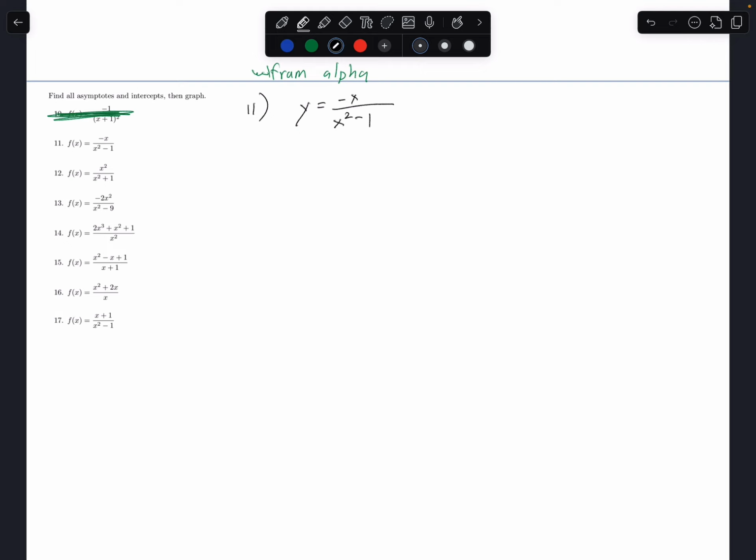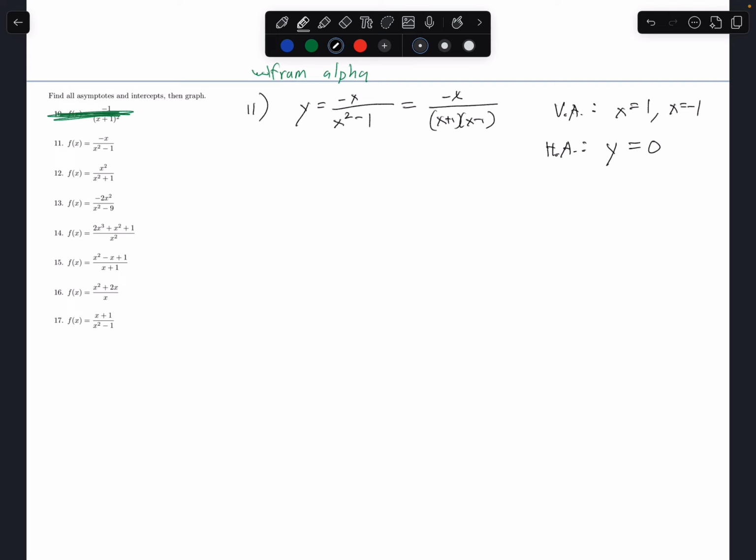Okay, and we're going to start by finding asymptotes. So this guy, we're going to factor out, right? That's -x over x squared minus 1, which is (x plus 1)(x minus 1). Okay, great. So I've got vertical asymptotes at x equal to 1 and x equal to -1. I've got a horizontal asymptote. Notice the degree in the top is lower than the degree in the bottom. So horizontal asymptote again at y equal to 0.